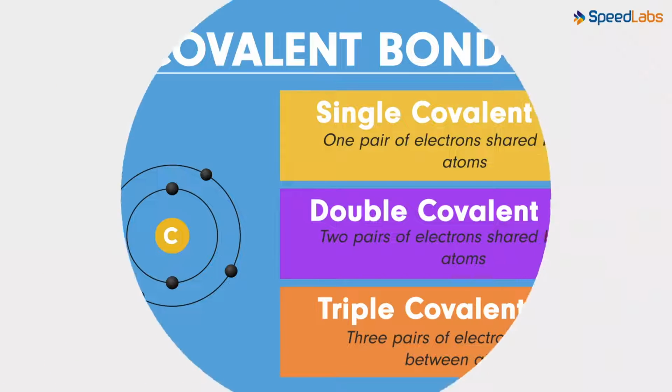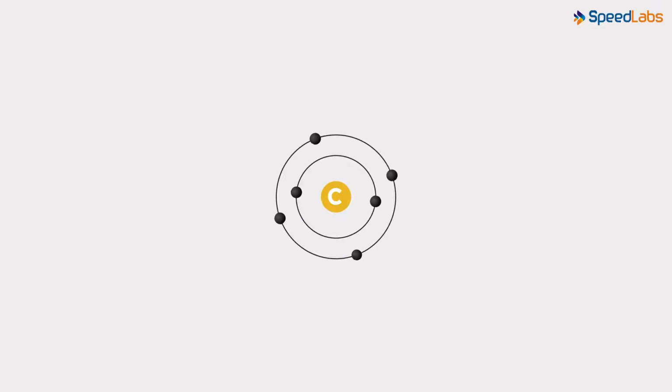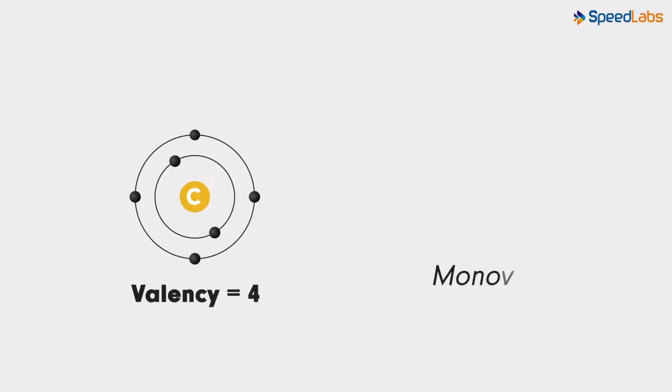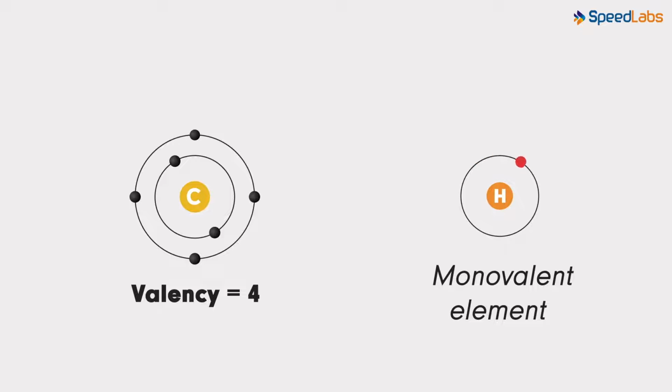Let's begin with understanding the simple structure of a carbon atom first. As we know, it has 4 valence electrons. That means sharing of all 4 electrons is possible. Thus, the valency of carbon is the most important factor for its amazing capacity to form bonds. So if we have a monovalent element like hydrogen, how will the bond formation take place?